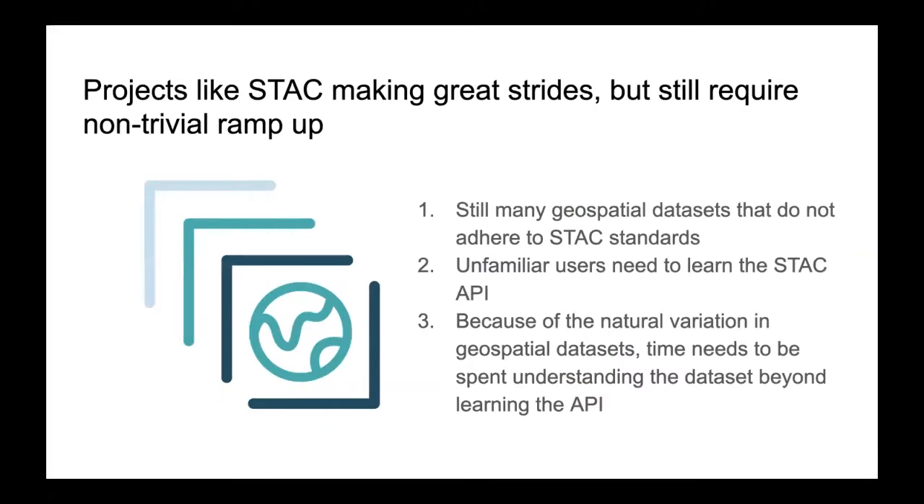So this heterogeneity makes it hard to take anything for granted when working with geospatial data. Some exploration is always necessary. Projects such as Stack significantly help reduce the overhead when dealing with new datasets, but some ramp up remains necessary to be able to plug this dataset into a machine learning model, just because of the natural variation I described before, not to mention needing to learn a new API, the Stack API.